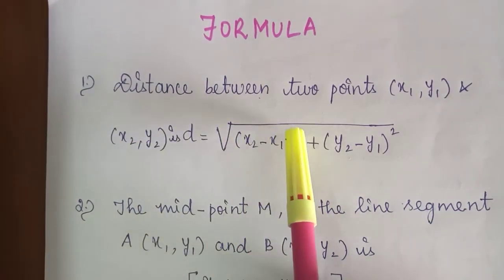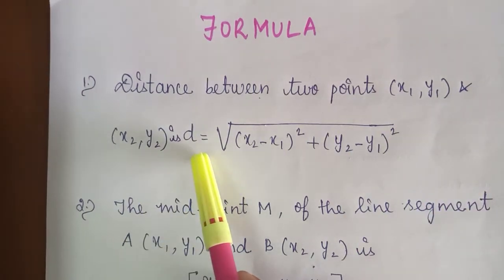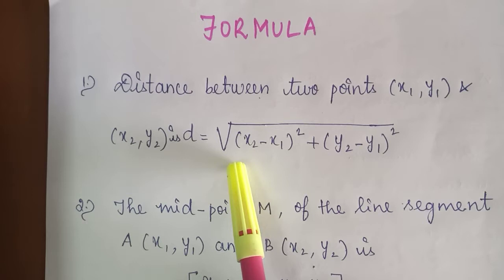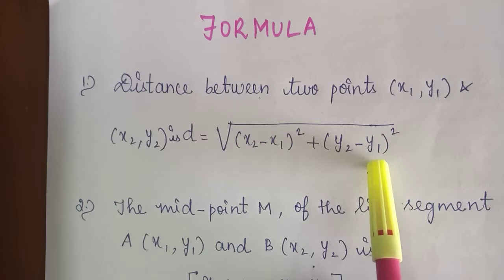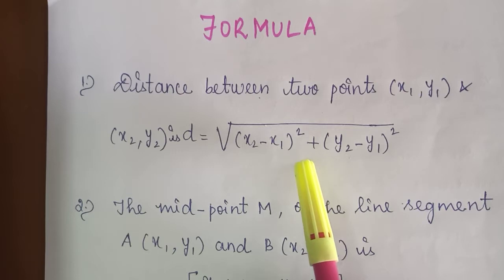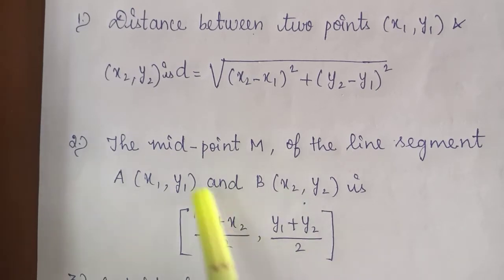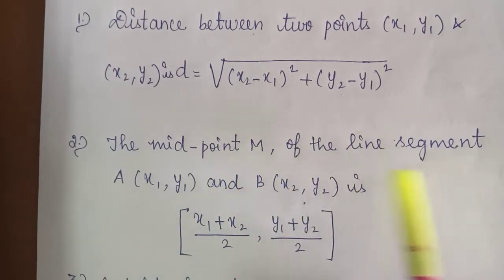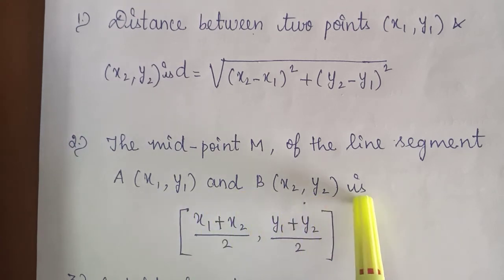First one, the distance between 2 points (x1, y1) and (x2, y2) is d equal to root of (x2 minus x1) the whole square plus (y2 minus y1) the whole square. Already in 9th standard itself you saw how to find the distance between 2 points. Similarly, second one, the midpoint M of the line segment A (x1, y1) and B (x2, y2) is ((x1 plus x2) by 2, (y1 plus y2) by 2).